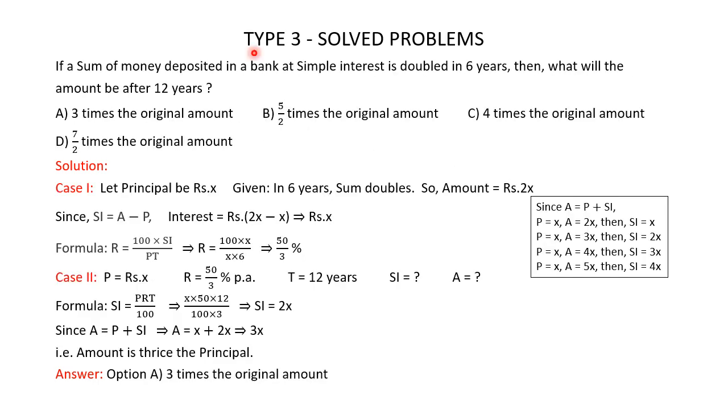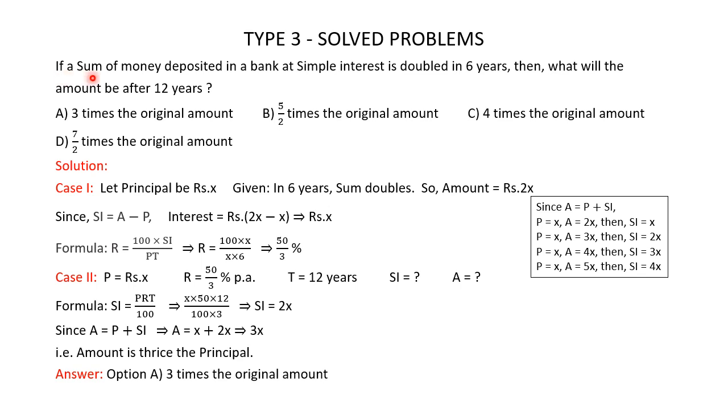Let's now solve a few problems of type 3. Type 3 is questions where a sum of money multiplies in a certain number of years and you have to find out what is that sum of money, or you may have to find out what is the amount.